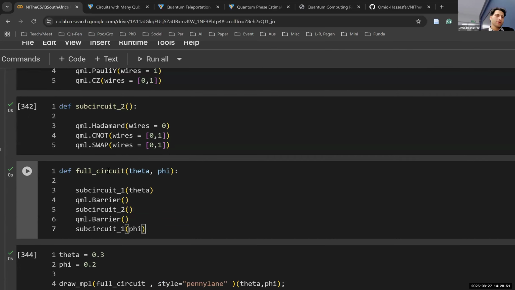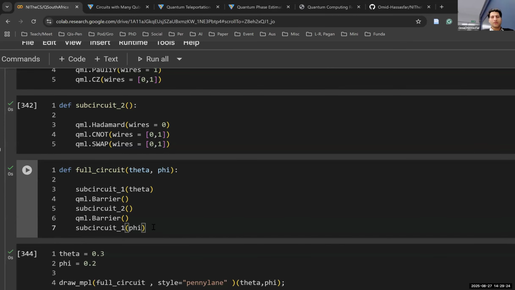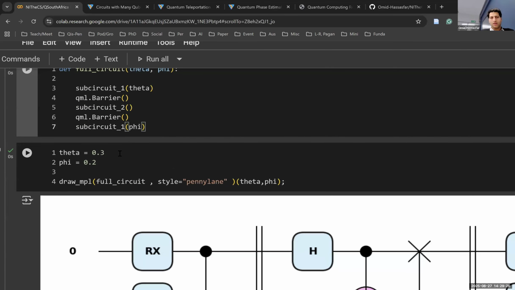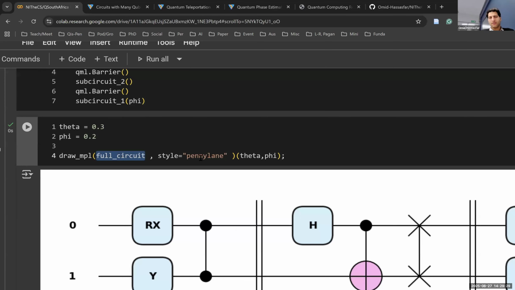Here, in my full circuit, as you can see, there is theta and phi as well. So phi is another parameter for sub-circuit 1. What I did here: sub-circuit 1, I put a barrier here to separate different parts of the circuit. In sub-circuit 2, again another barrier, and sub-circuit 1 again. So basically we did sub-circuit 1, sub-circuit 2, and 1 again, and then combined all these sub-circuits.